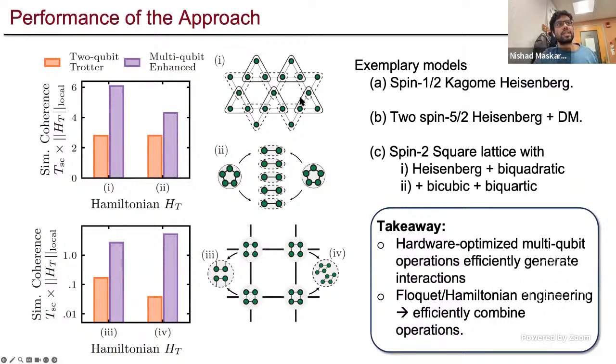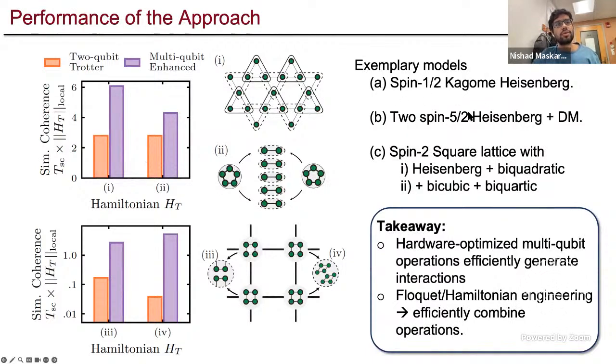And the first model that we studied is a spin 1/2 Kagome-Heisenberg model, which contains qubits on the vertices of a Kagome lattice and has spin interactions along each of these edges. And we found that by grouping the interactions into triangles instead of links, we can significantly reduce the overheads and improve the effective coherence time for a given hardware decoherence rate by a factor of 2 to 3.